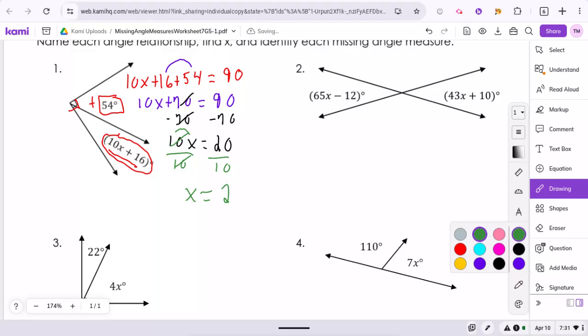And then from there, the angle is not 2 degrees, but the value of x is 2. So you can just plug that 2 into the expression. 10x, x is 2, plus 16. So 10 times 2 is 20. 20 plus 16 is 36. So that's the missing angle. You have 36 and 54.